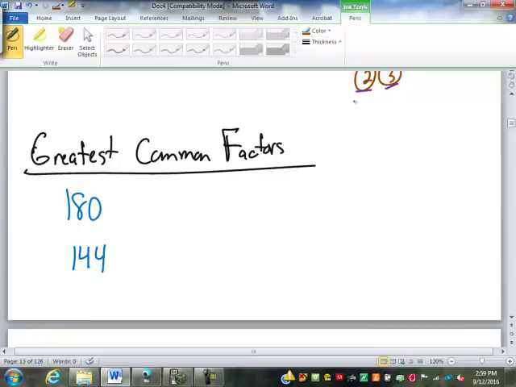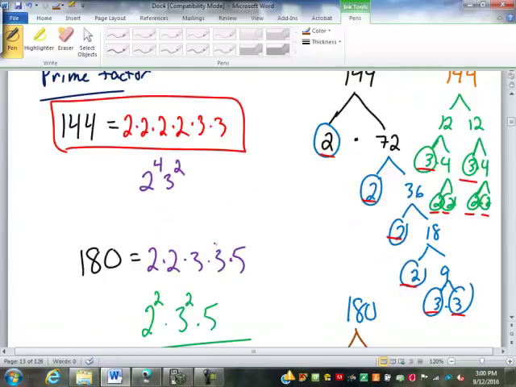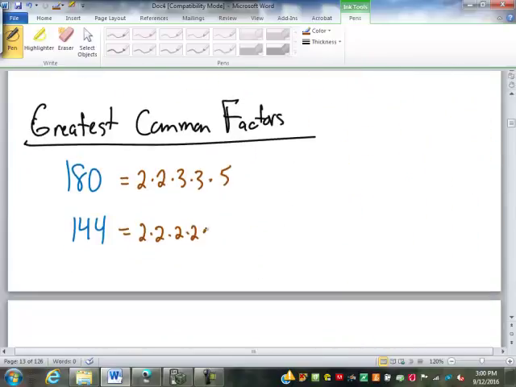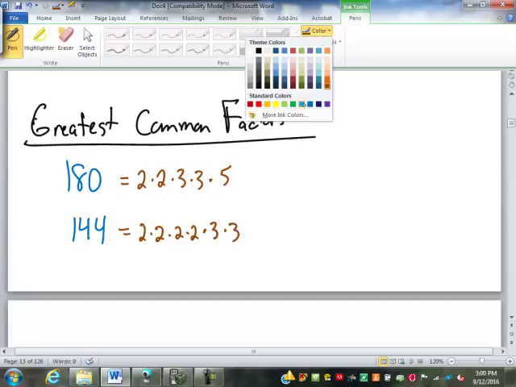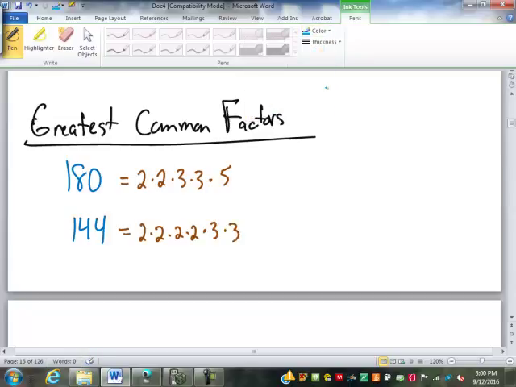Well, I know they're both divisible by 2. If I look hard enough, they're both divisible by 6. 12. Is there anything bigger? Well, the way to check is this. Go ahead and just factor them. 180 was 2 times 2 times 3 times 3 times 5, right? 144 was 2 times 2 times 2 times 2 times 3 times 3. When it's prime factored, any common prime factors will be part of the greatest common factor.